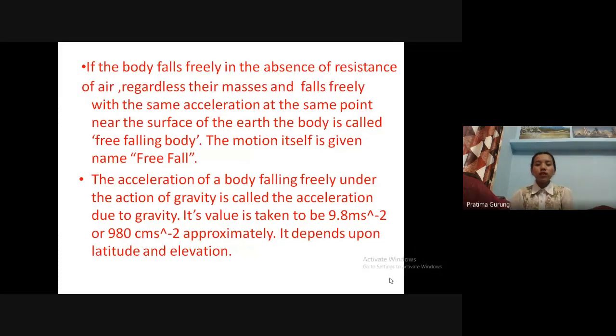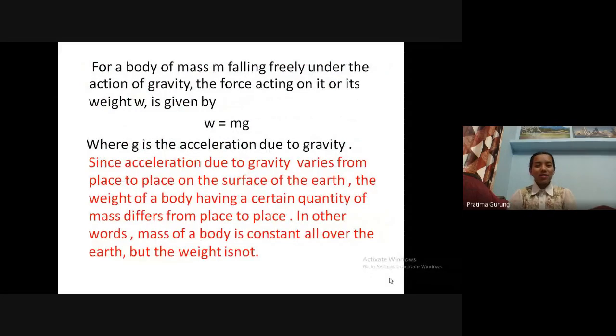Its value is taken to be 9.8 meter per second squared, or 980 centimeter per second squared approximately. It depends upon latitude and elevation. For a body of mass m falling freely under the action of gravity, the force acting on it, or its weight W, is given by W is equal to mg, where g is the acceleration due to gravity. Since acceleration due to gravity varies from place to place on the surface of the earth, the weight of a body having a certain quantity of mass differs from place to place.